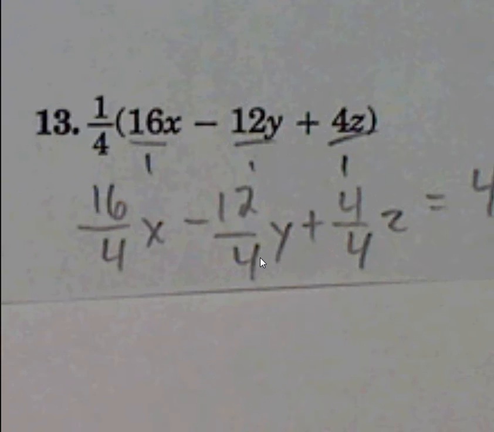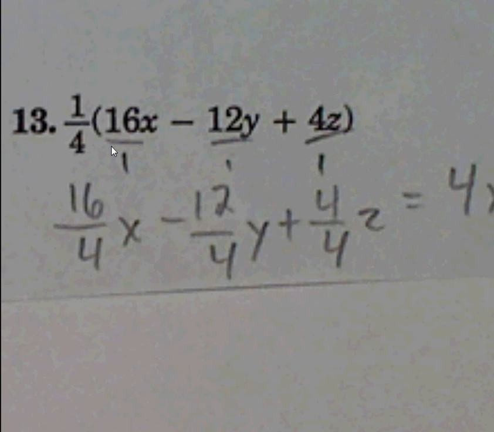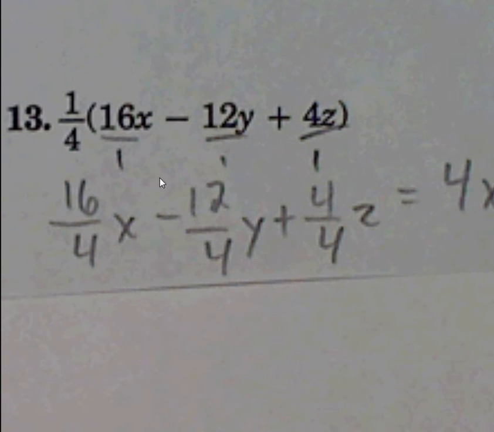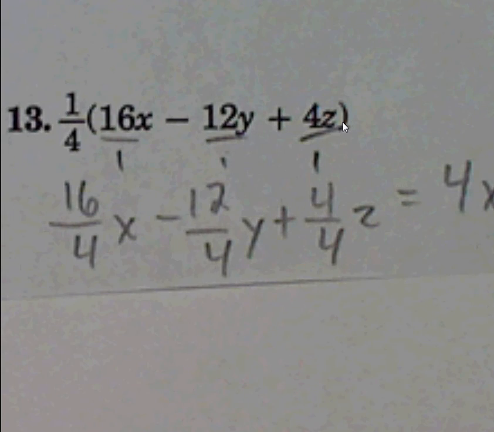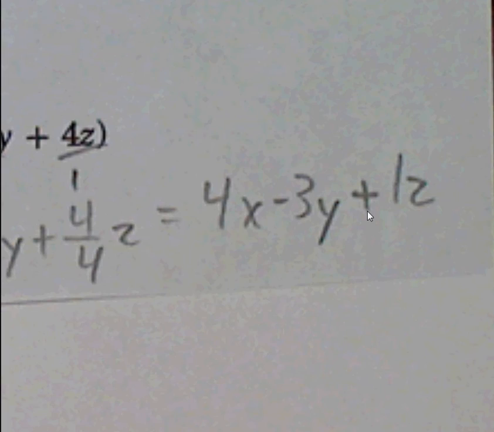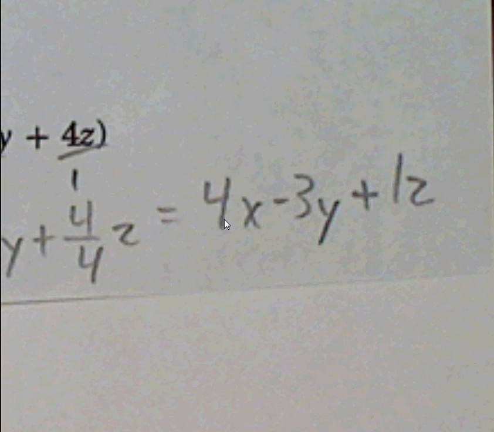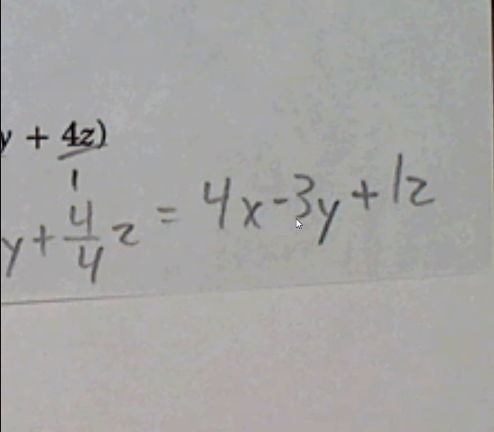Number 13. I went ahead and I made these into fractions. Top times top, bottom times bottom. I got 16 over 4x minus 12 over 4y plus 4 over 4z. Remember, there is no equal sign. So all I did is I simplified, I reduced. So I got 4x minus 3y plus 1z.